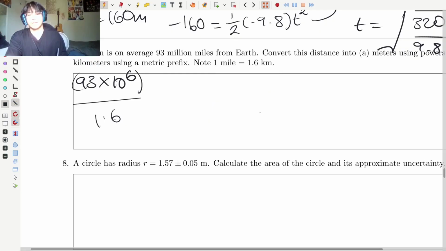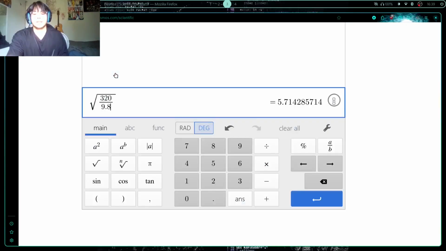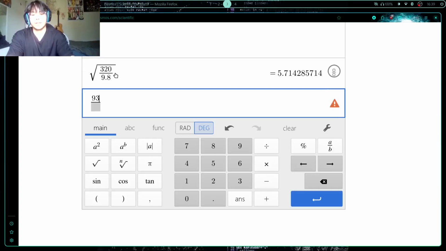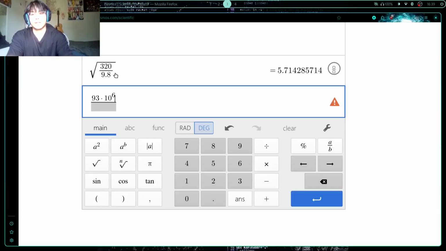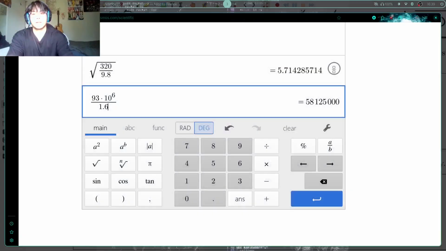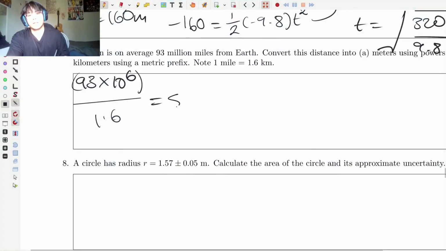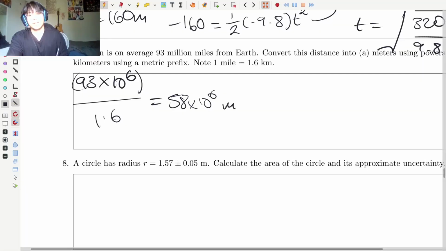So that's just converting the values. So let's do this in a calculator. 93 times 10 to the 6 over 1.6 is 58 million. So 58 times 10 to the 6 meters.